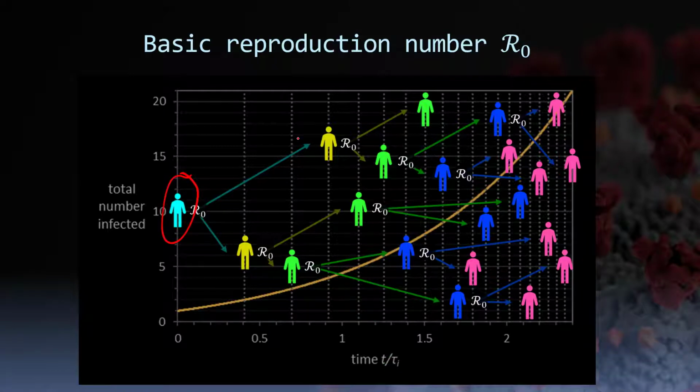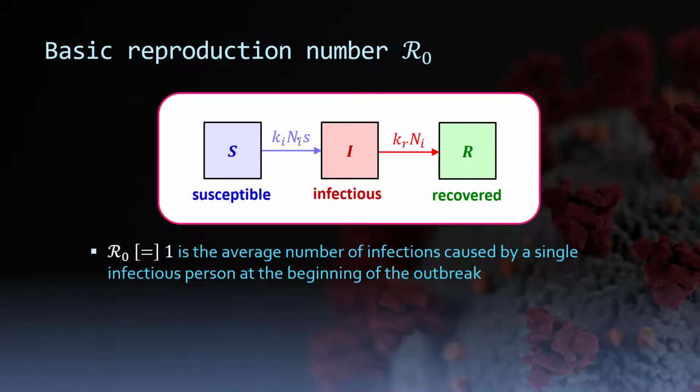So how can we relate that to our model? And this is really the bit I was talking about for the spoiler alert, because it's actually way simpler than I thought it was going to be. Alright, so R naught is this basic reproduction number. It has units of just a number. It's actually a ratio of 2 things, and we'll talk about that. It's the average number of infections caused by a single infectious person at the beginning of an outbreak.